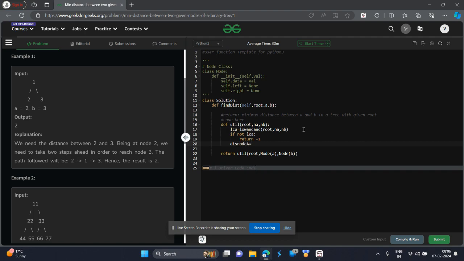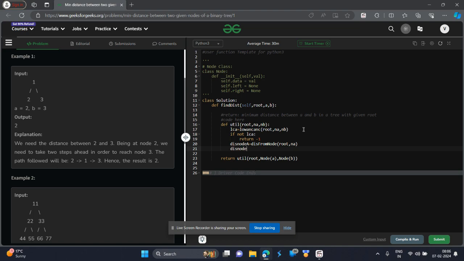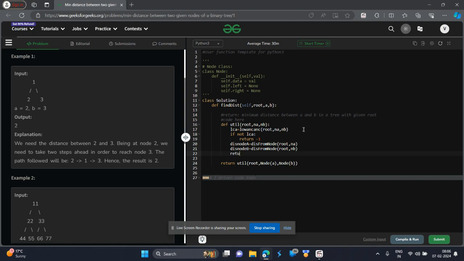At the end, the distance of node A from its lowest common ancestor. Again, I will create a function distance from node, and here it will be between root and node A. Similarly, we will find the distance from node B to its lowest common ancestor or root. At the end, I will just return the summation of both these distances.